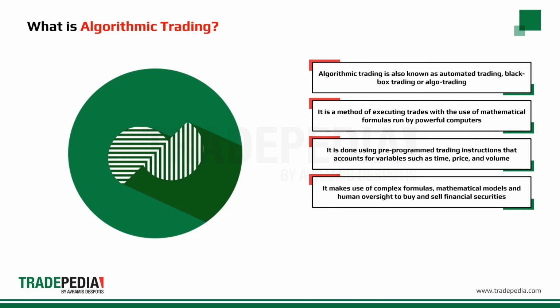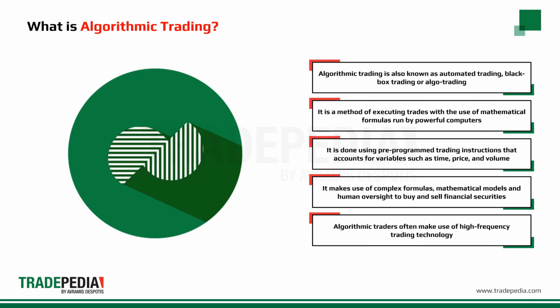Algorithmic trading makes use of complex formulas combined with mathematical models and human oversight to buy and sell financial securities. Algorithmic traders often make use of high-frequency trading technology, which can enable them to make thousands of trades in a very short time.